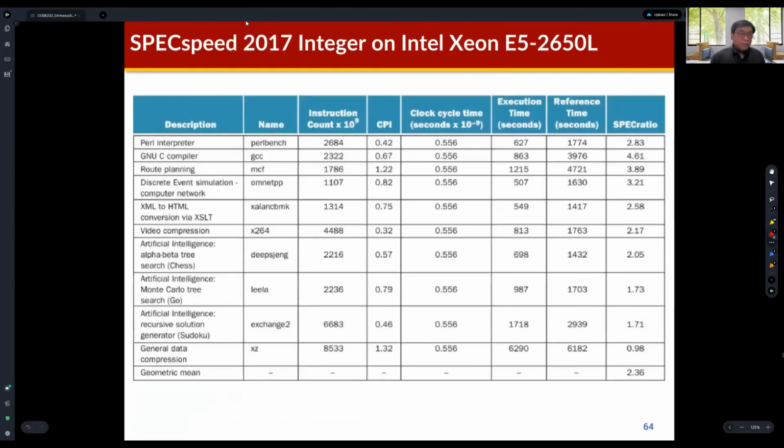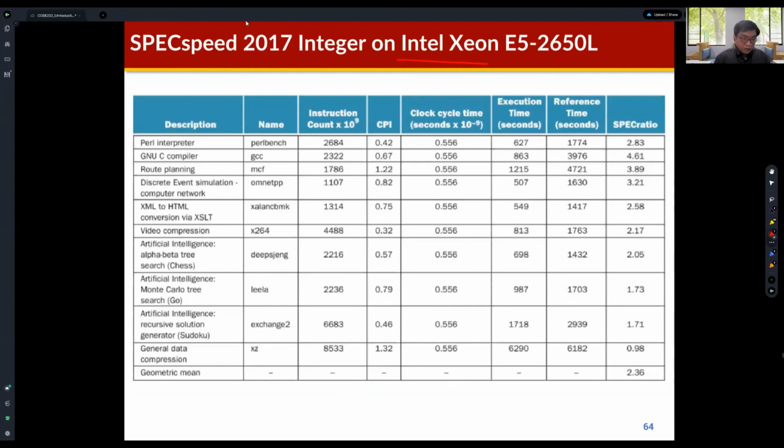So this is an example. The second edition of this textbook has been published, so I just copied this table from the second edition of the textbook. This is the result of SPEC speed 2017. This is the integer benchmark, which means that integer instructions are frequently tested. And this is the execution time on an Intel Xeon processor.